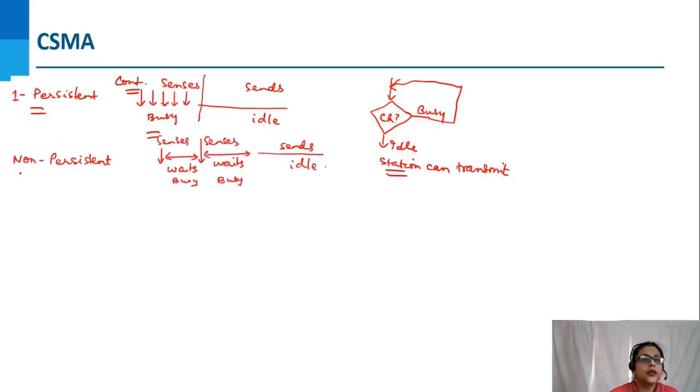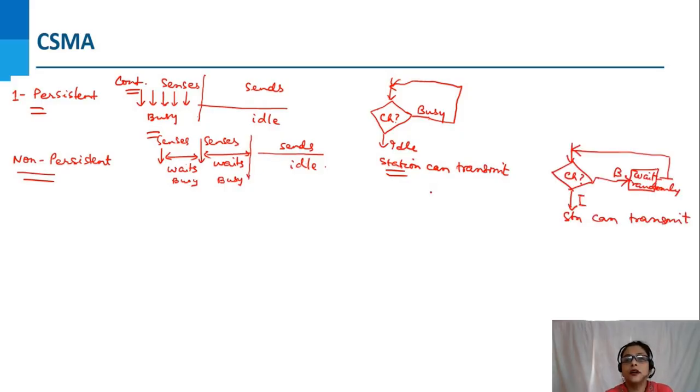Number 2 is non-persistent. In non-persistent, instead of continuous sensing, the station senses and waits for a particular instant of time if it finds the line is busy. Again, it senses and waits for an interval of time. Like this, when it finds that the line is idle, it can send the data. So this is the flow diagram. The channel is sensed. If it is idle, the station can transmit. If it is busy, then it has to wait for a random amount of time, and then again it will sense the channel.